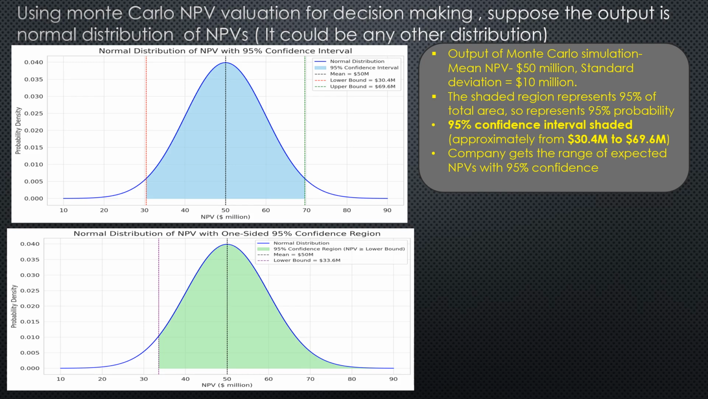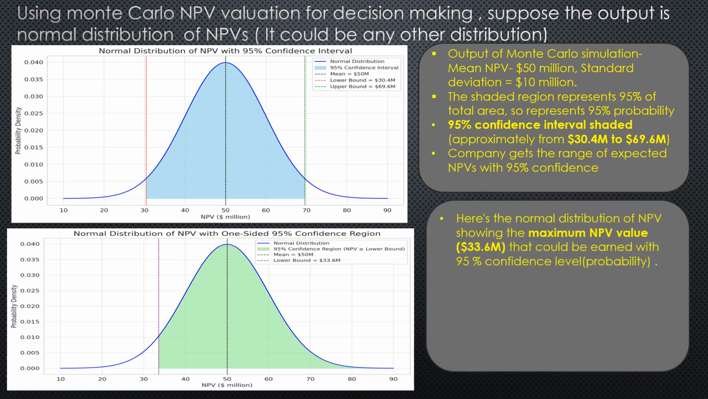Now this is another graph. Here's the normal distribution of NPV showing the maximum NPV value that could be earned with 95% confidence level. So here, this entire shaded area on the right side represents 95% of the cumulative area, that is the 95% probability. So this intersects the NPV axis at 33.6.